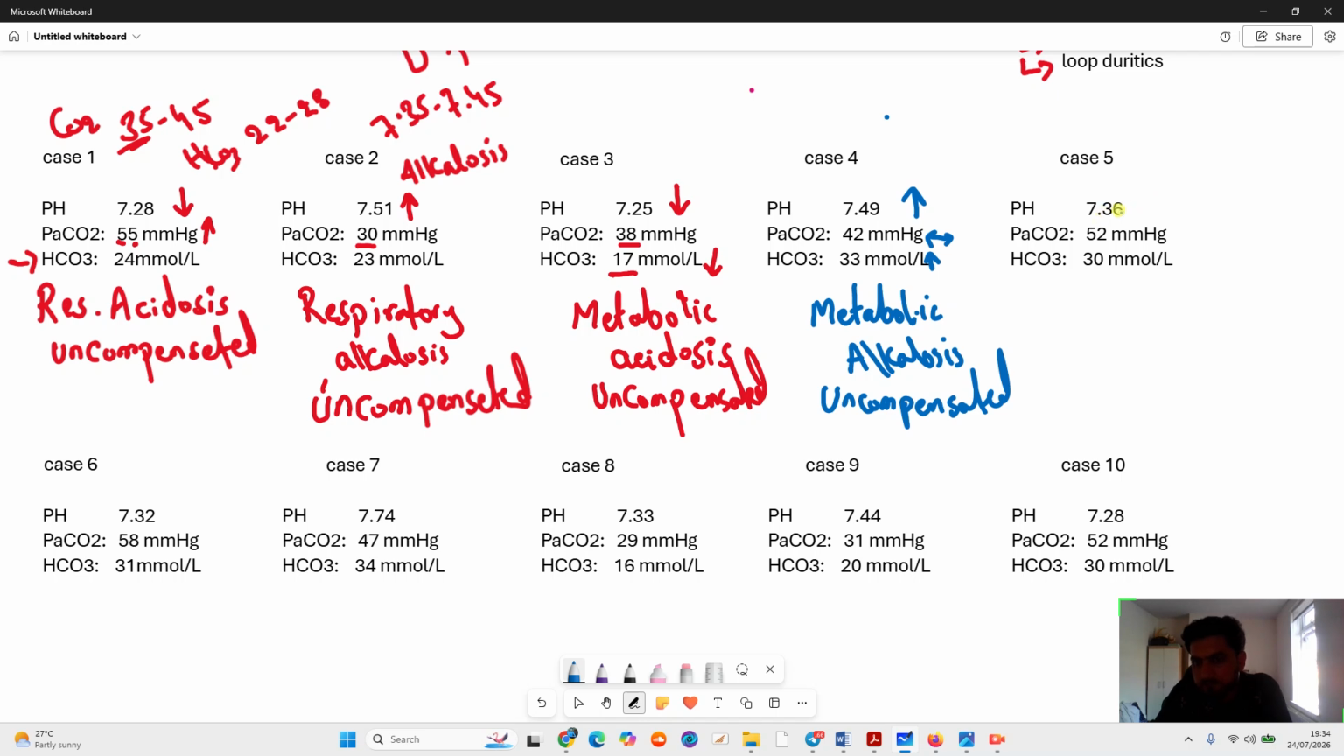In case 5, look at the pH. The pH is normal. So look at the other parameters. Carbon dioxide is high, because the normal level of carbon dioxide is 35 to 45. Look at bicarbonate. Bicarbonate is also high. What does it mean? It means mainly the respiratory system is involved.